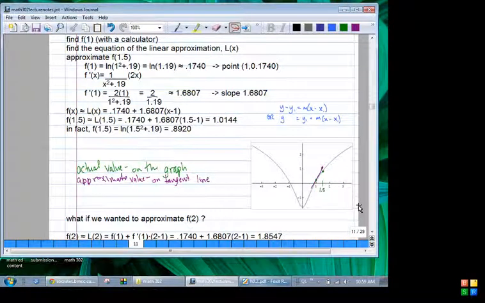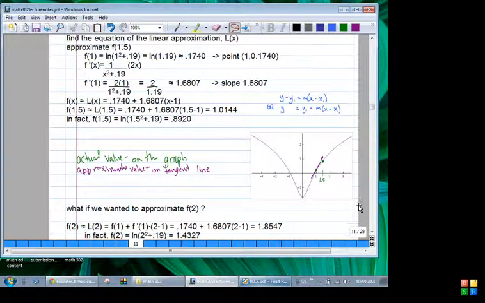Okay, so you plug in 2, you work it out, and you get 1.8547. Now, in fact, f of 2, use a calculator, f of 2 is actually 1.4327. So you can start to see that this approximation is starting to get worse and worse. And what does it look like on the graph? It looks like that.